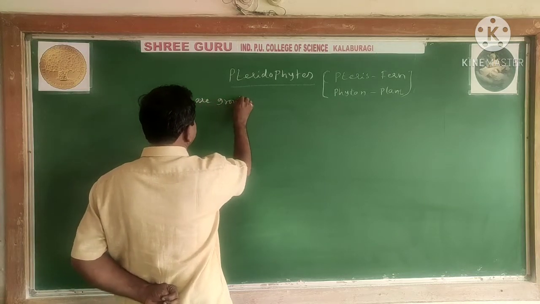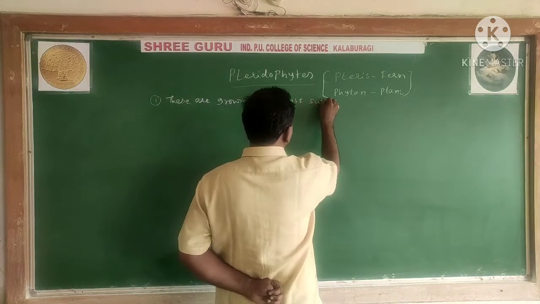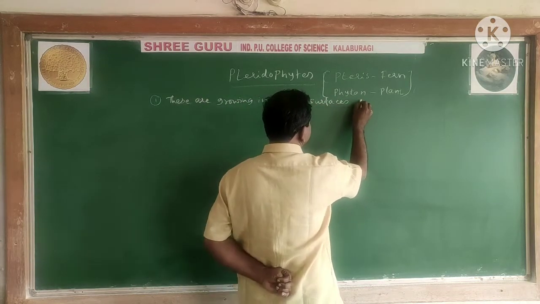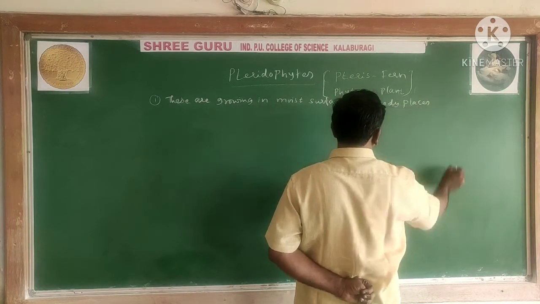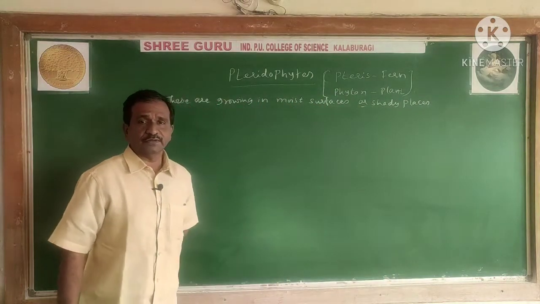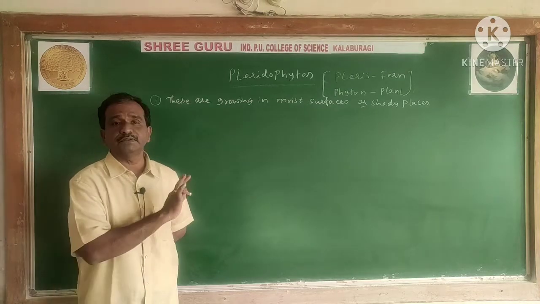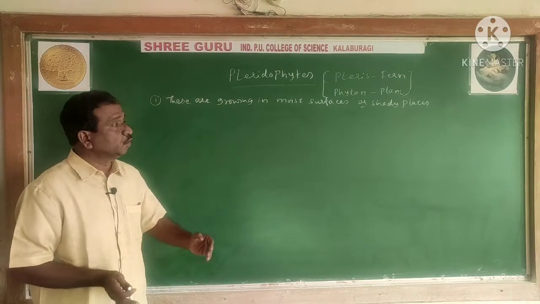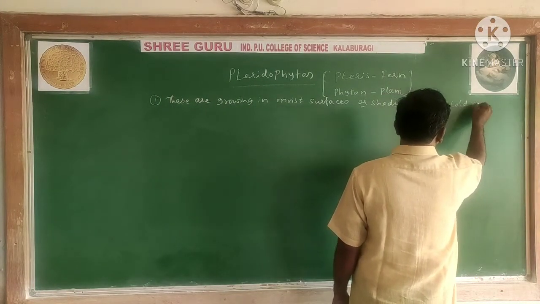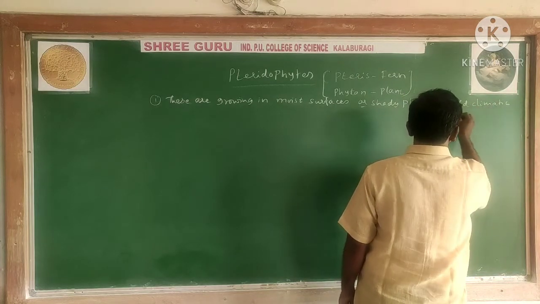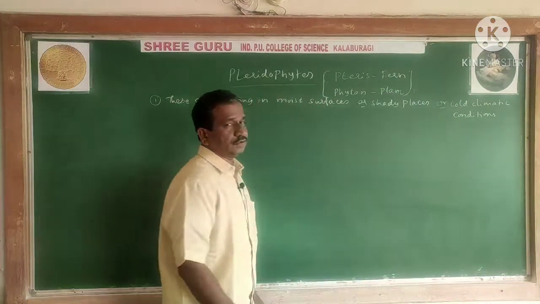Number 1, these are growing in moist surfaces or shady places, right? Usually shady places, not in the water; they do not grow in water. So they are found on moist surfaces or shady places, or we even observe cool or cold climatic conditions. This is the habitat character.